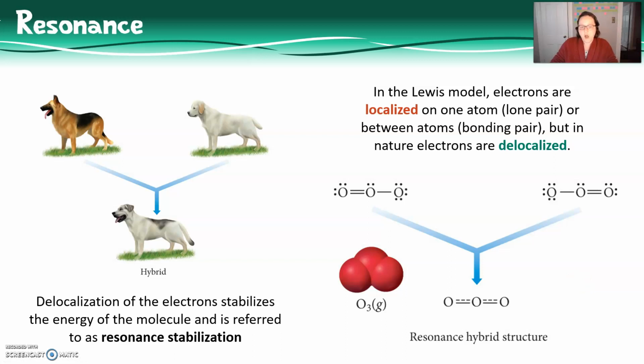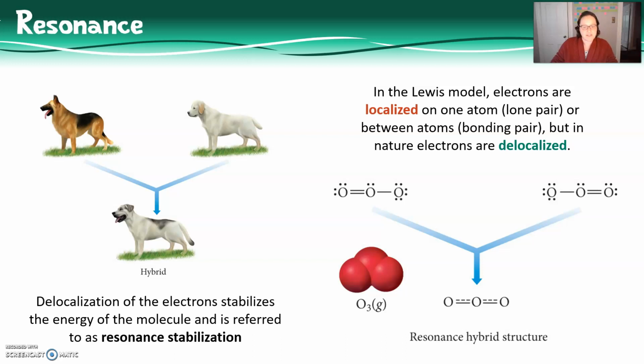Lewis structures are drawn so that electrons are localized to one atom's lone pair or between atoms as a bonding pair. Yet in reality, electrons are more mobile and can be delocalized across a structure and do not need to stay on one atom or between two atoms at all times.